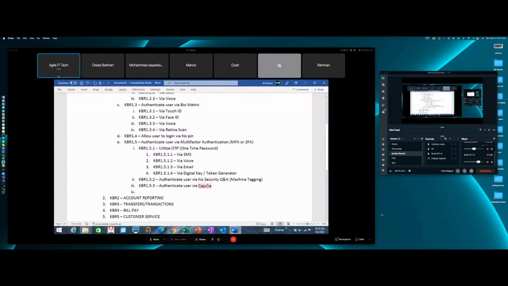Captcha. Ever heard of that one? No. Yes, where you have to redo the letters that are jumbled up, or you have to select all the images that show a traffic light. You never seen that? Oh yeah, of course you've seen that.